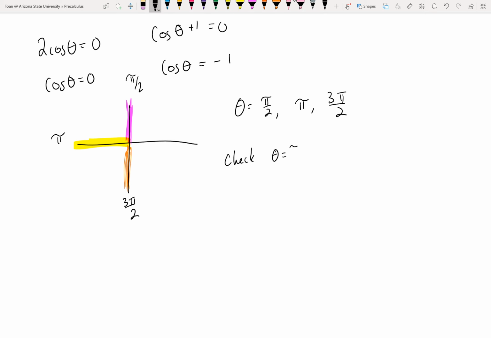Let's check theta equals pi halves. So you just plug into the original equation: cosine of pi halves plus 1 equals sine of pi halves. And then you just evaluate. Since these are actual angles, you can just figure it out. Cosine of pi halves is 0. Sine of pi halves is 1. You get 1 equals 1. So this is a good answer. Let's check pi.